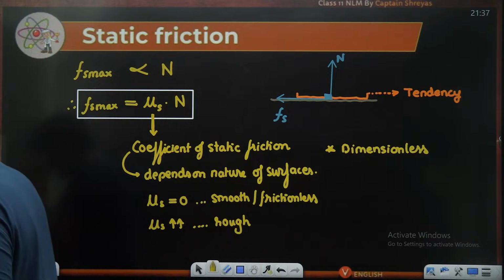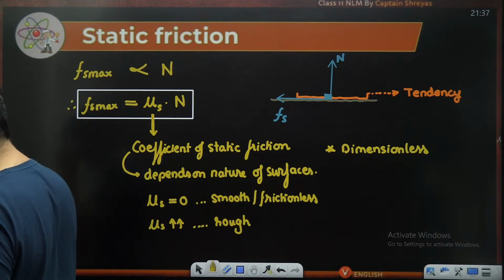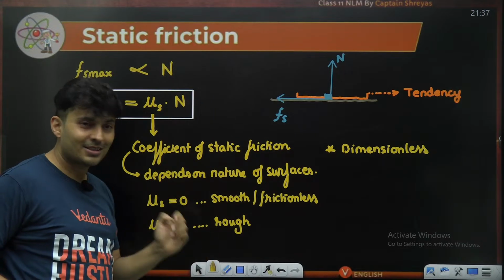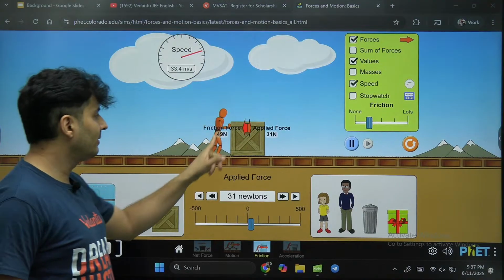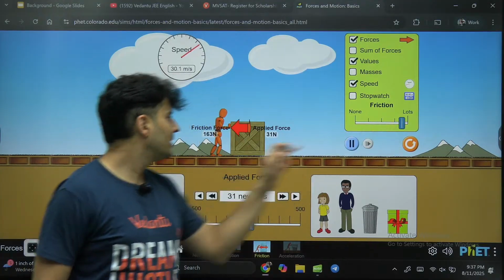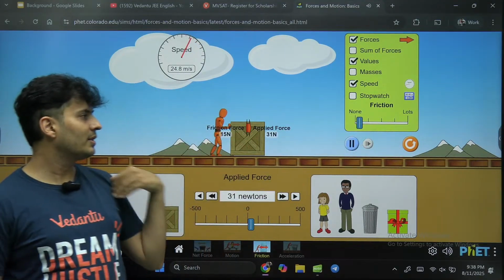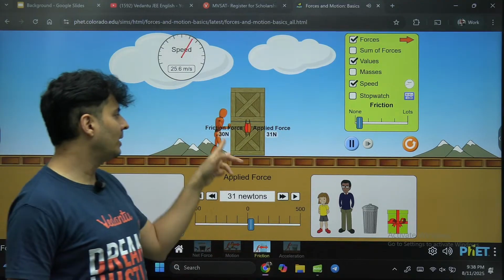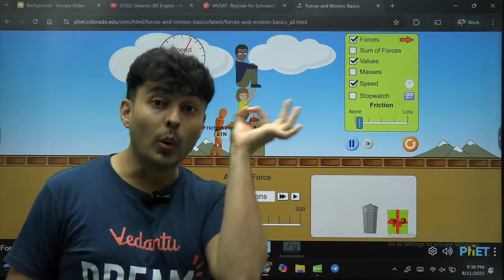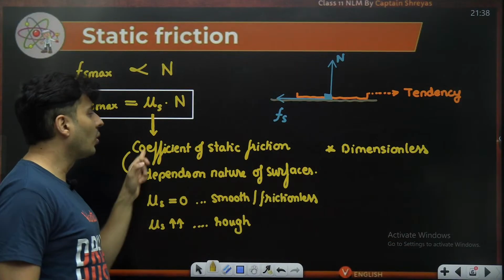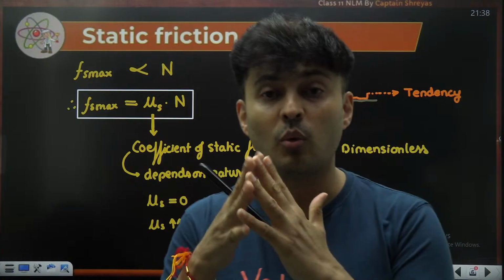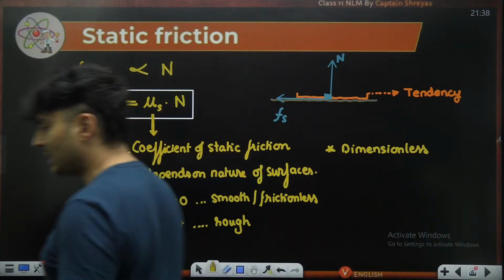Cool? Okay. What are the factors on which the coefficient of static friction depends? The actual value of the friction depends on the normal force and also the nature of the surface. If I change the nature of the surface, friction will change. It also depends on how much normal I am putting. More normal, obviously friction will also change. But the coefficient only depends on the nature, not on the normal. It's the property which is dependent only on what kind of surfaces are in contact. Is that absolutely clear?